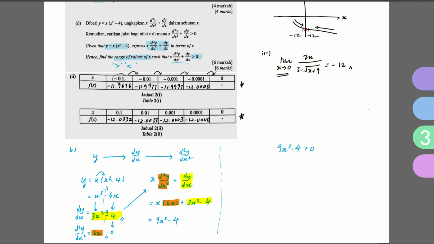Since this is a quadratic function, we can use a calculator to factorize it. And now since this is a quadratic inequality, we can use the graph method to help us find the answer. Since this is more than 0, we need to find the range which is above the x-axis, which is here. So our answer would be x is less than negative 2 over 3 and x is more than 2 over 3. And we have completed this question.